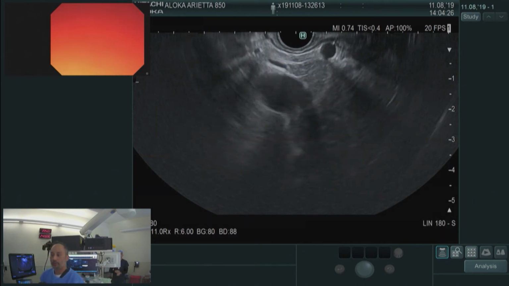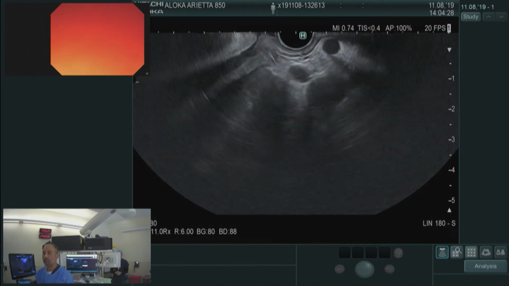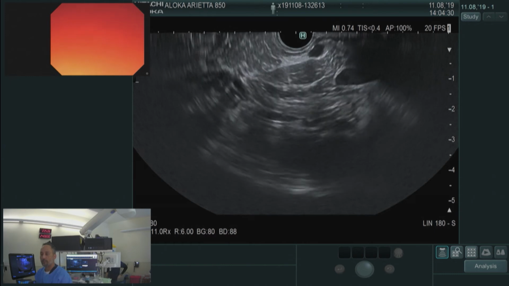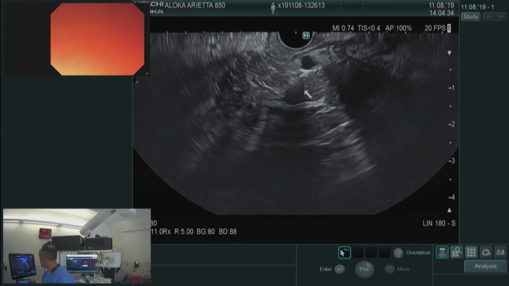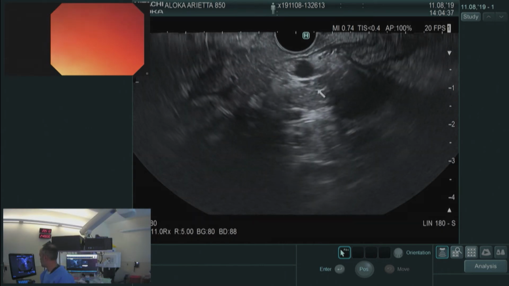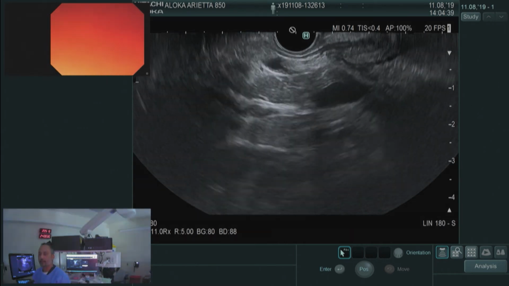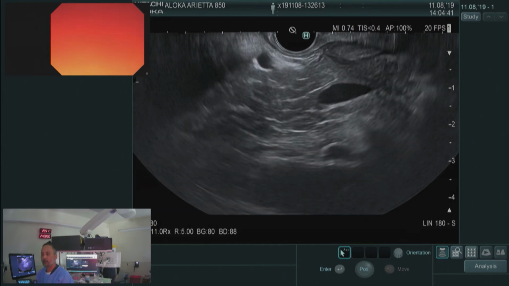So that's sort of our bulb antral view. I'm going to start pulling back on the scope, and we're going to try and follow our pancreas. And here we still see it right underneath the transducer here. I'll zoom in a little bit. This is still pancreas. And we're going to follow that as I torque clockwise back.